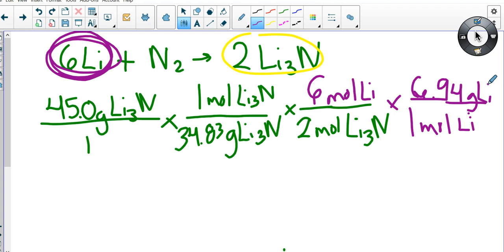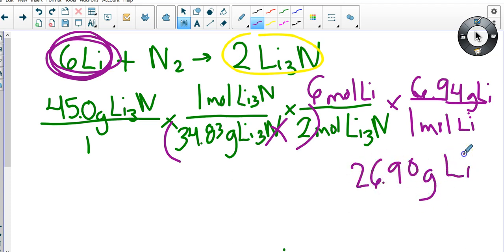Time out. What's your question, Jack? So after the equals, what do you do? Divided by parentheses, 34.83 times 2, close parentheses, equals. So it's 26.90 grams of lithium.